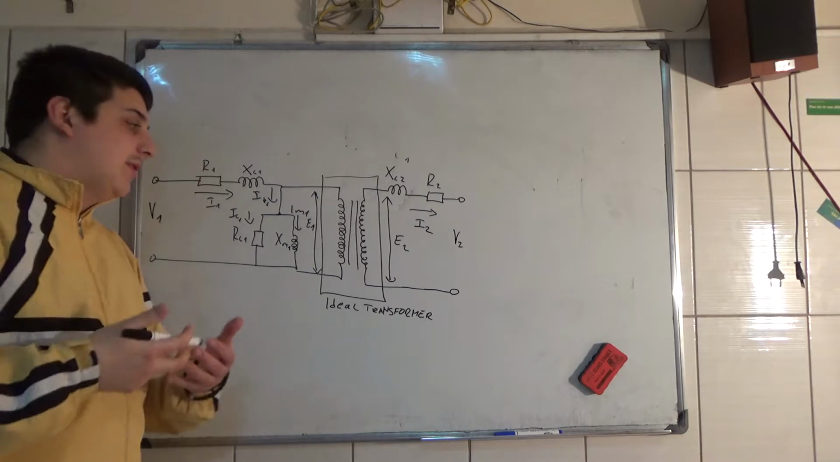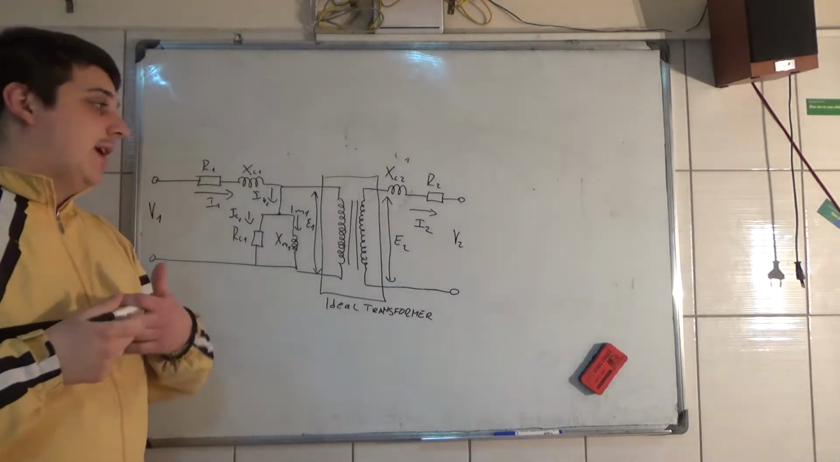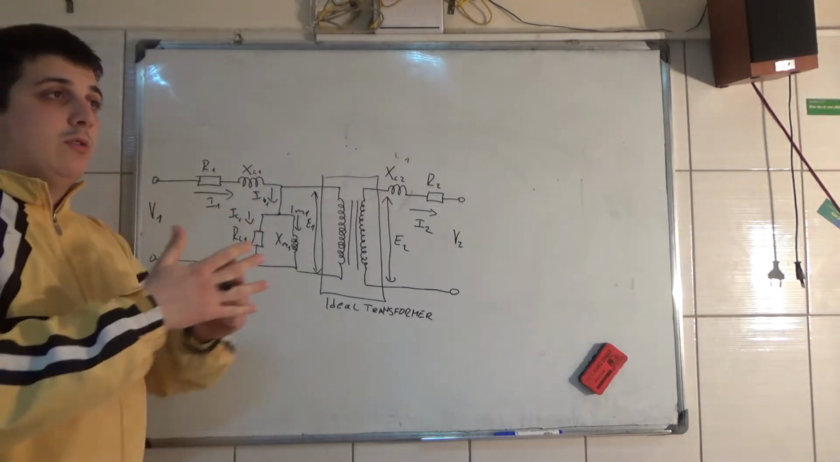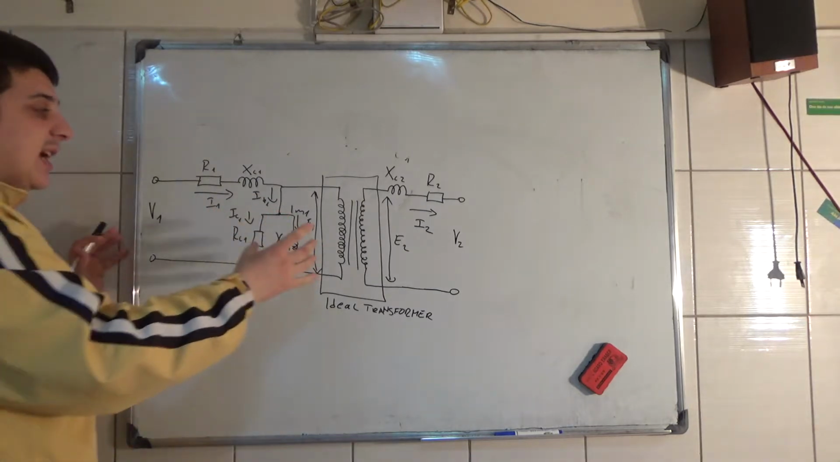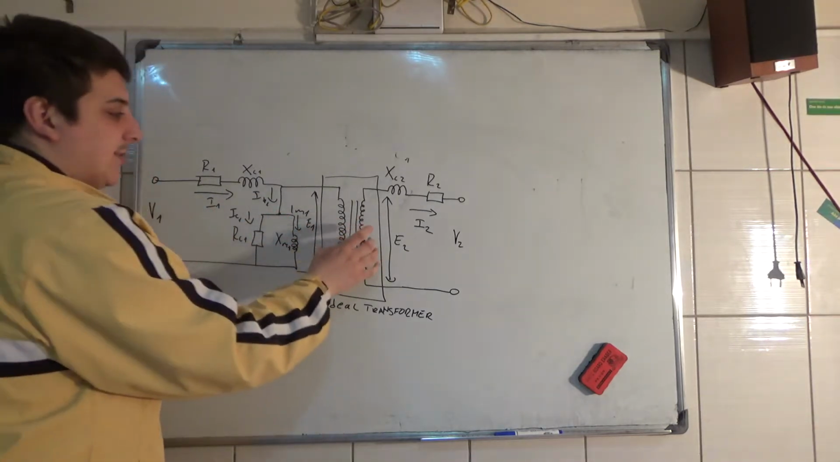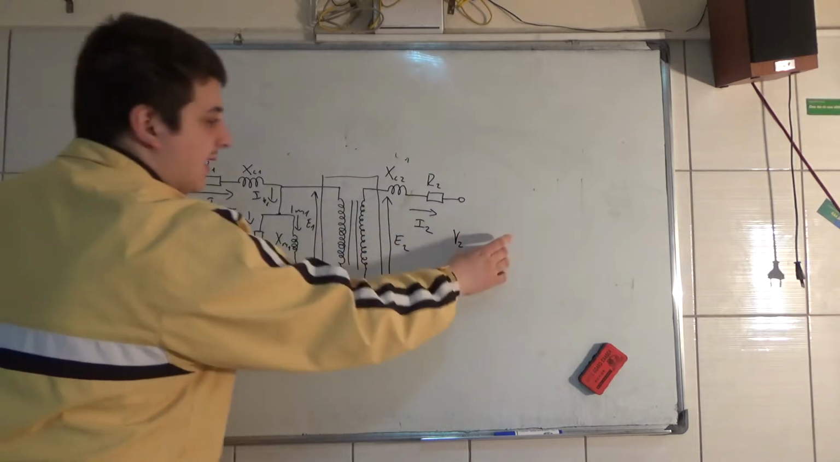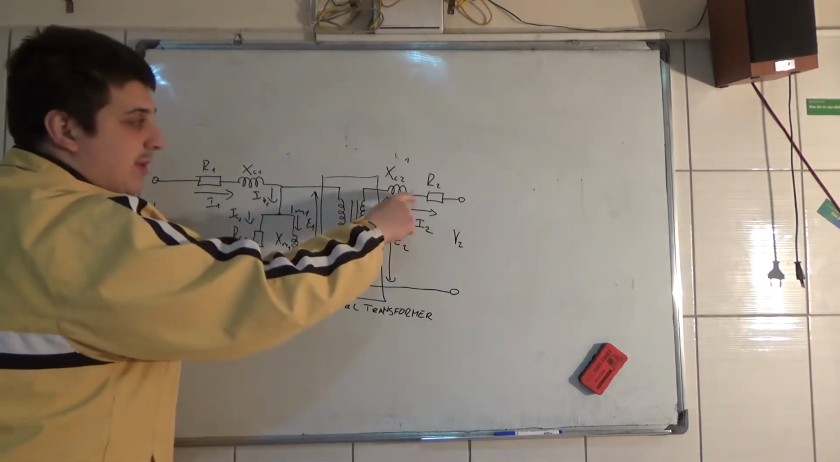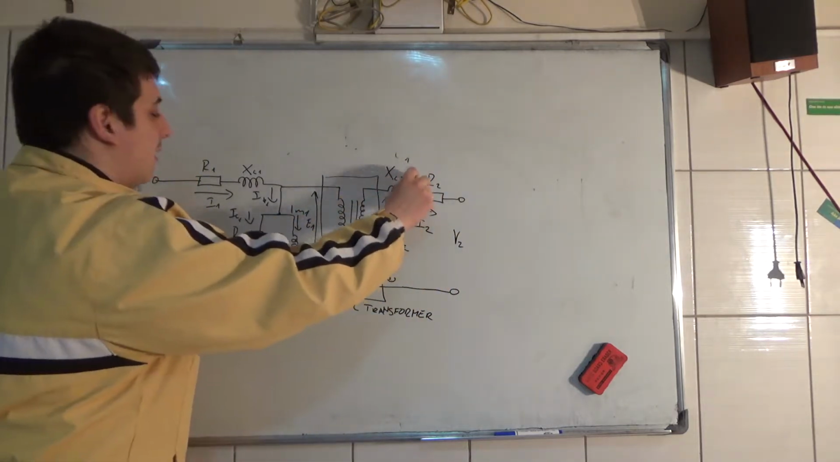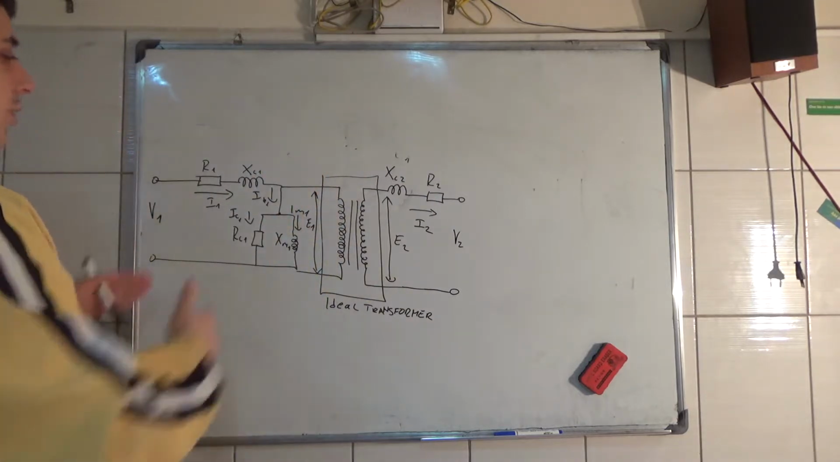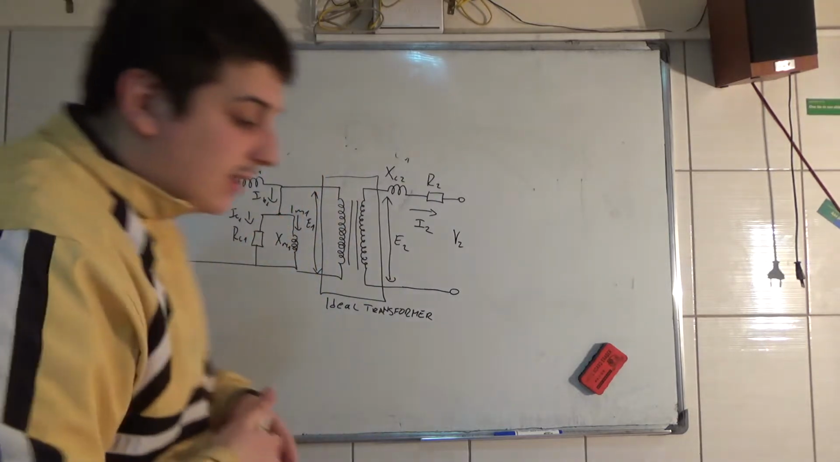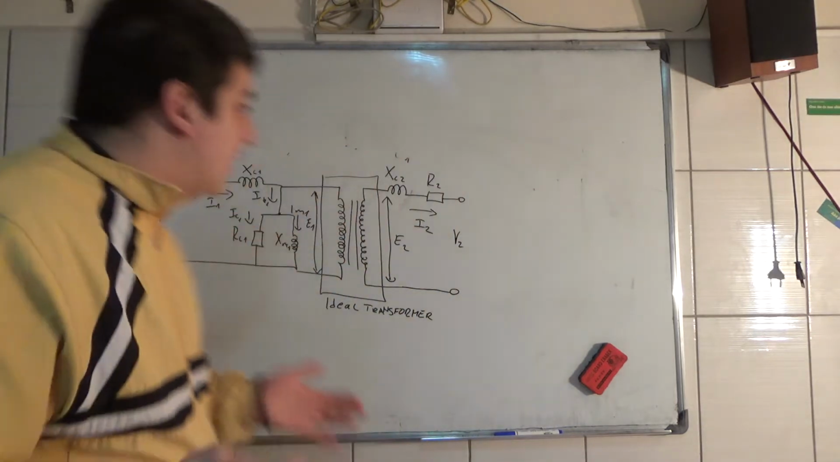Because impedance transfers are very useful for us, and it's easier to do the calculations. Now, I said that we want to transfer the ideal transformer on the right side. Then we need to do the impedance transfer from the secondary to the primary. So this part here stays the same.